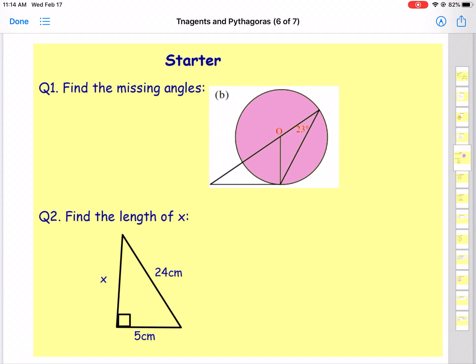Hi everyone, this is a video lesson on when we find Pythagoras calculations inside circles. There's a quick starter here first, so we'll complete that and then come back on for the answers, please.